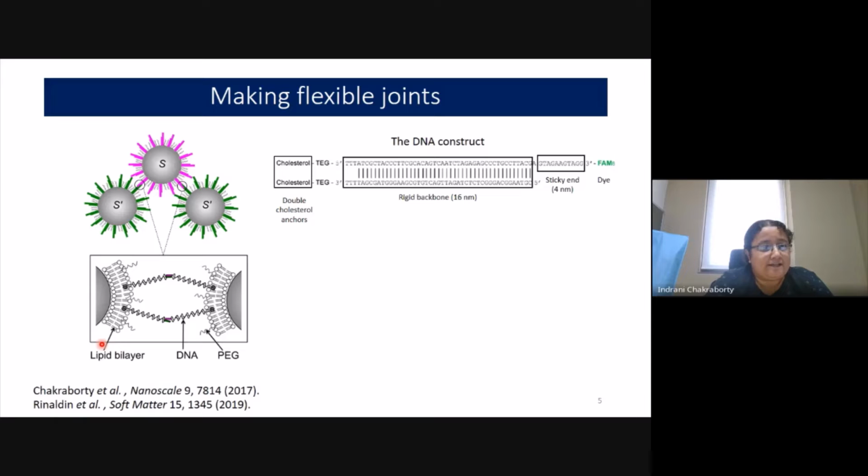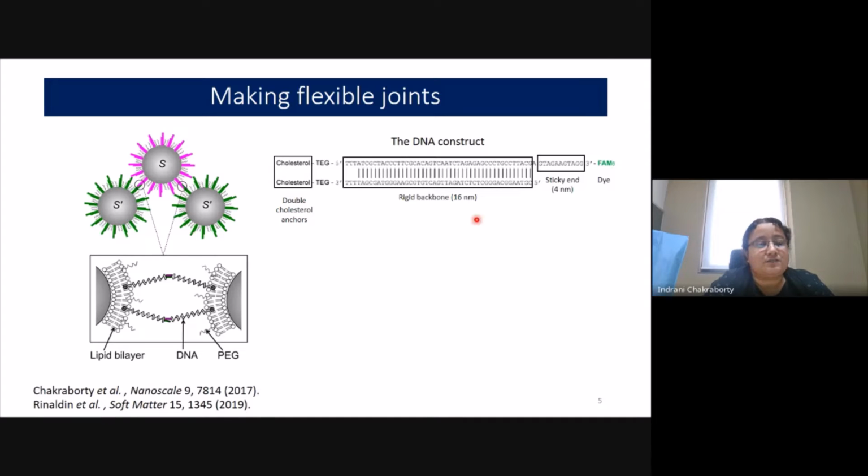Basically, we take these colloidal particles, which may be silica or polystyrene, and coat them with a lipid bilayer. So basically, we make small unilamellar lipid vesicles via extrusion through two membranes, and then we let this vesicle structure spread on the surface of the colloids, forming a smooth lipid bilayer. And then we insert a DNA construct into this bilayer.